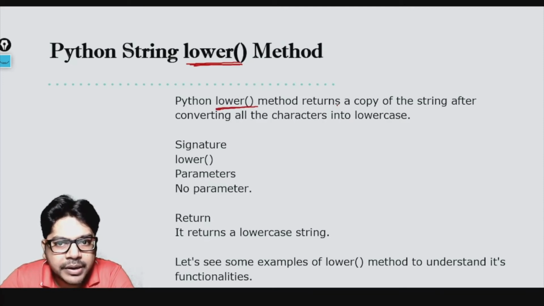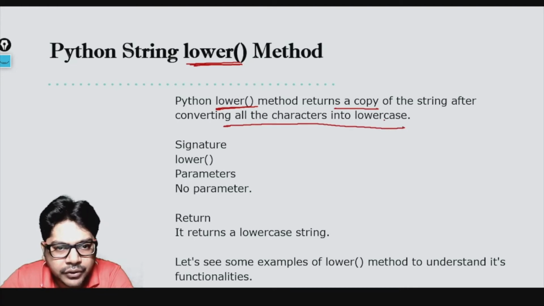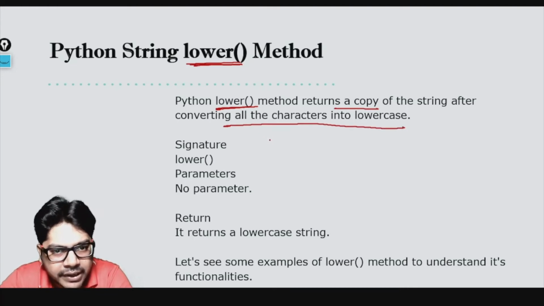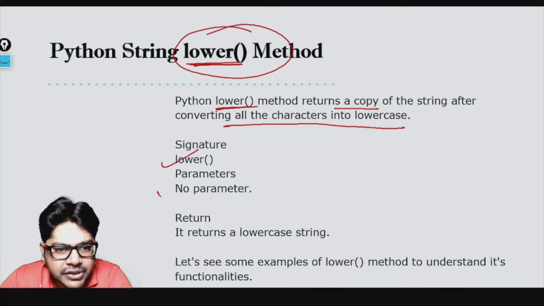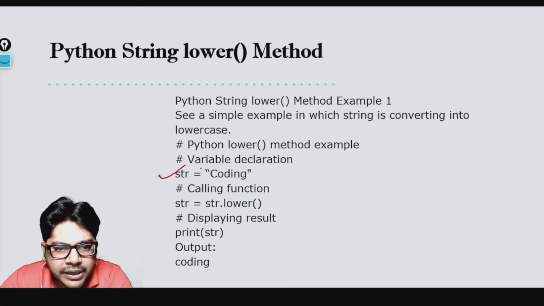So Python lower method returns a copy of the string after converting all the characters into lowercase. So if you have a string, you want to convert everything into lowercase, then which method you should use? Lower. Lower is the signature, no parameter required, it returns a lowercase string. Look at the example, here we wrote str equal to coding, and when you are converting str.lower, everything should become small, okay.